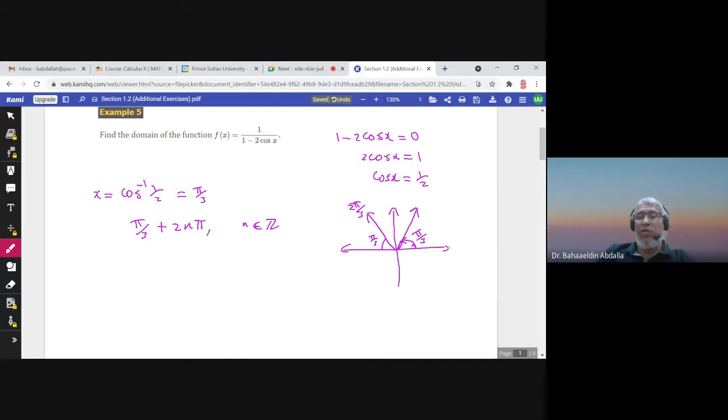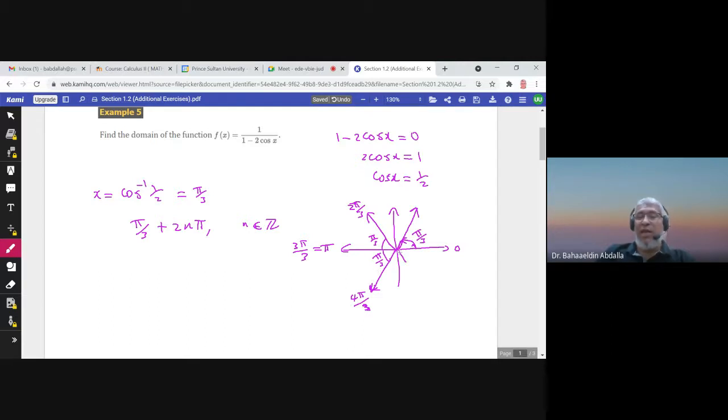Because this is 0. From 0 to here, this is pi. And pi is 3 pi over 3. So the reference angle is pi over 3. Subtract pi over 3 from pi. You get 2 pi over 3. There is also this angle, which is 4 pi over 3. And you get it by adding pi over 3 here. So the reference angle of 4 pi over 3 is also pi over 3.